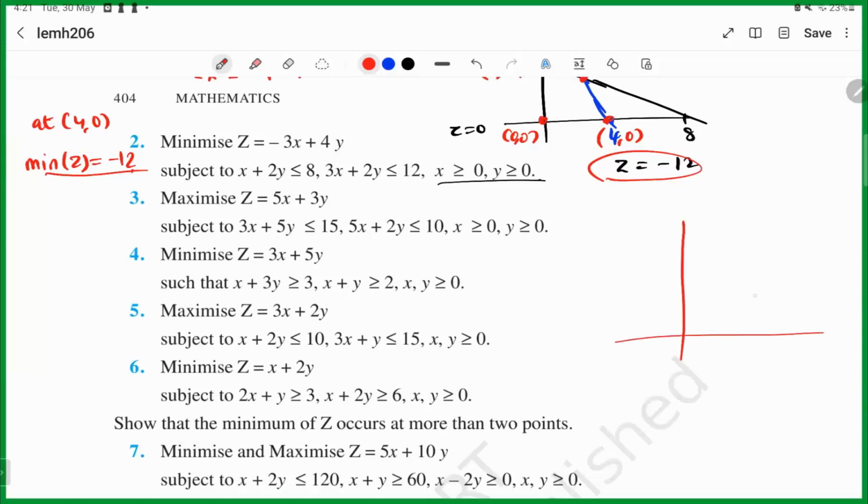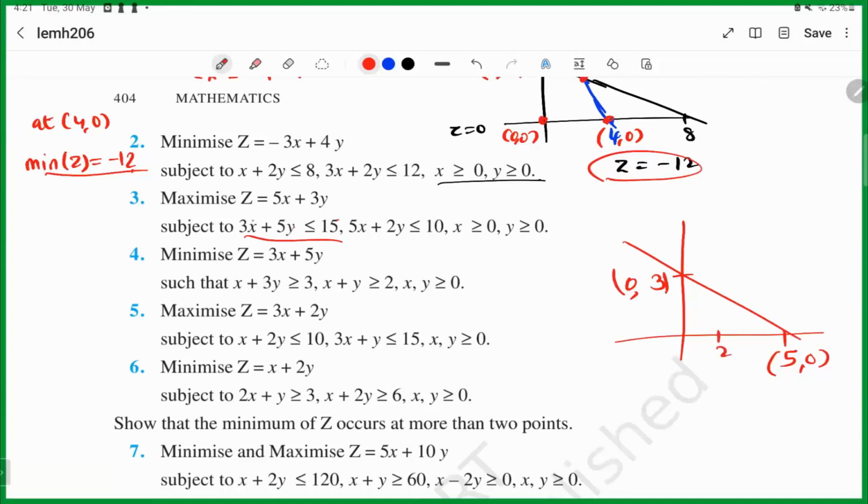Here are your axes. 3x plus 5y less than 15. The intercepts are 5 and 3. So this is the way I draw these lines. It's a simple way. You know that any 2 points can describe a line entirely, right? So I substitute y is 0, I get x is 5. So that's what I put here. Substitute x is 0, I get y is 3. Then I just join those two.